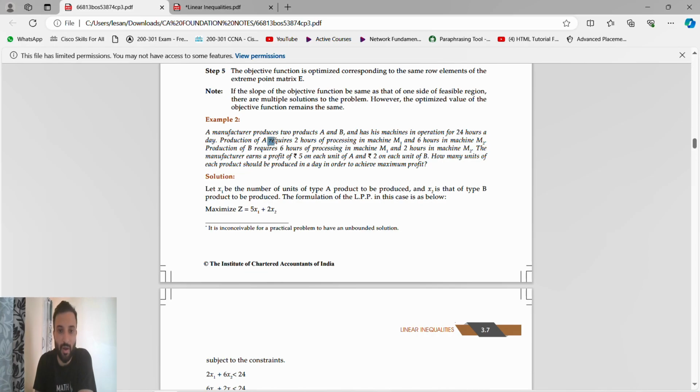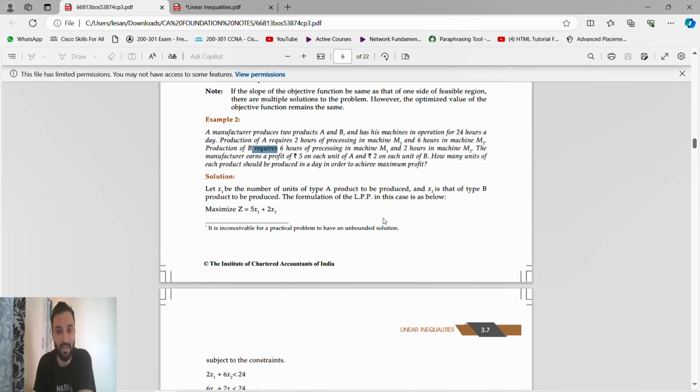Production of A requires. Oh, the word is requires. Requires means less than. Production of A requires 2 hours of processing in machine 1 and 6 hours in machine 2. Production of B requires, again requires, means again minimum. 6 hours in processing machine 2 hours. The manufacturer earns the profit of this one, how many days?